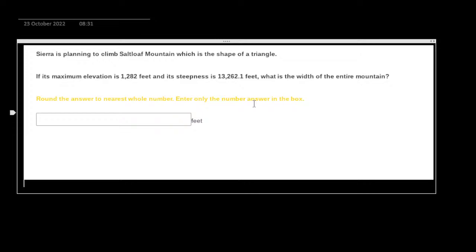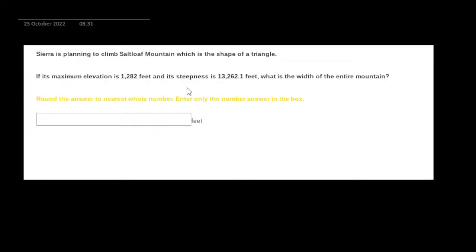Sira is planning to climb a Saltloaf mountain, which is in the shape of a triangle. Its maximum elevation is 1282 feet, and its steepness is 13262.1 feet. What is the width of the entire mountain? Now here the diagram will be something like this. Here the steepness is given 13262.1 and height is given 1282. Now round the answer to the nearest whole number. Enter only the number answer in the box, whole number.